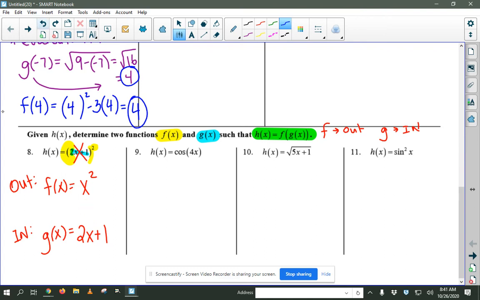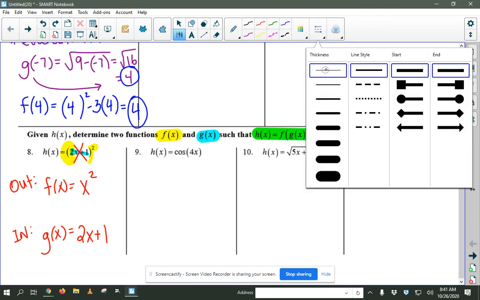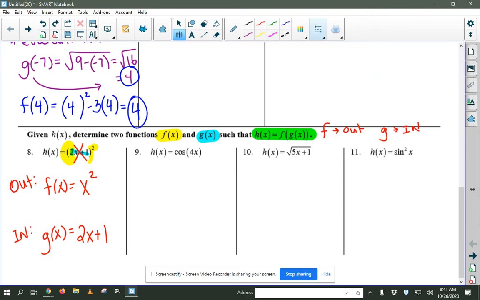All right, let's try another one. So if h of x equals cosine of 4x. So again, I'm going to go ahead and say that I need my outside function, which is f of x. I need my inside function, which is g of x. And I'm always looking for what's inside of something else. Well, again, it looks like this 4x is inside parentheses, so the 4x would be my inside function, or my g of x function.